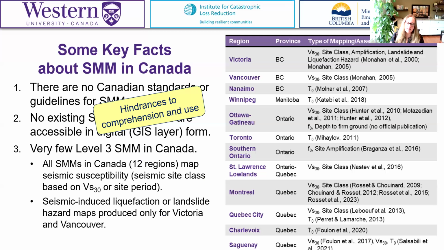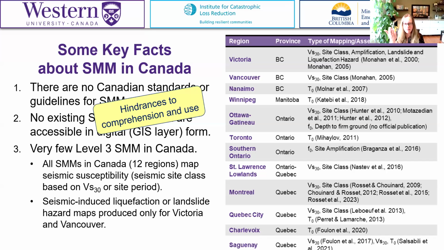And then last but not least, I want to harp on the fact that there's very few high-level seismic microzonation maps in Canada. On the right, the type of mapping that's been done is usually site class, VS30, the average shear wave velocity of the top 30 meters, or T naught, known as site period, or how the ground vibrates, at what period does it vibrate. All three of those are just susceptibility to shaking. That's only level 2. We do not have very many level 3 region-specific seismic hazard maps.